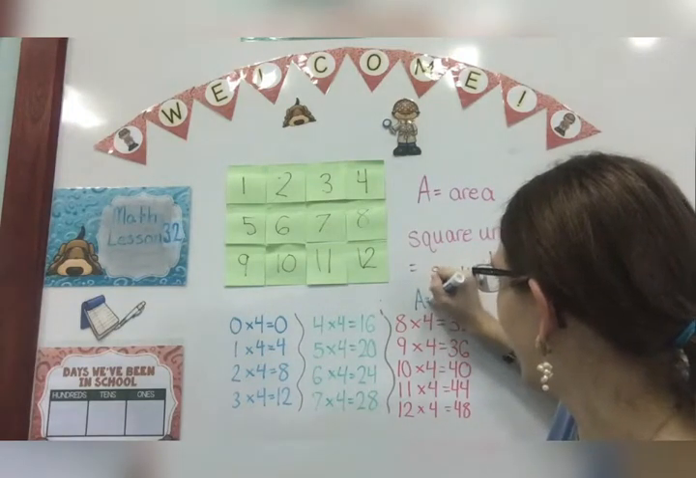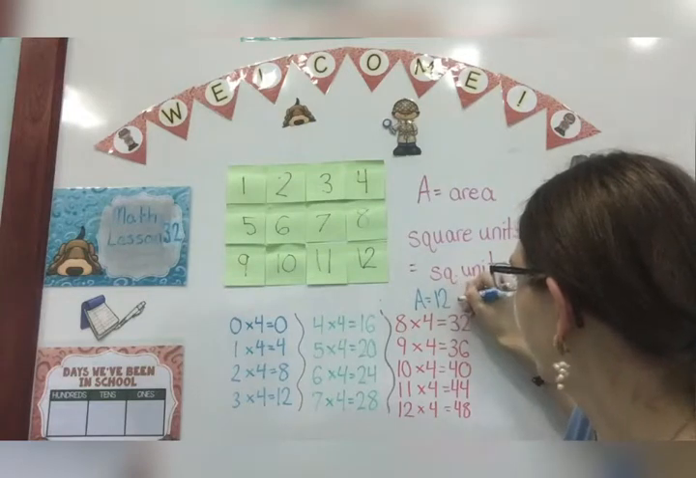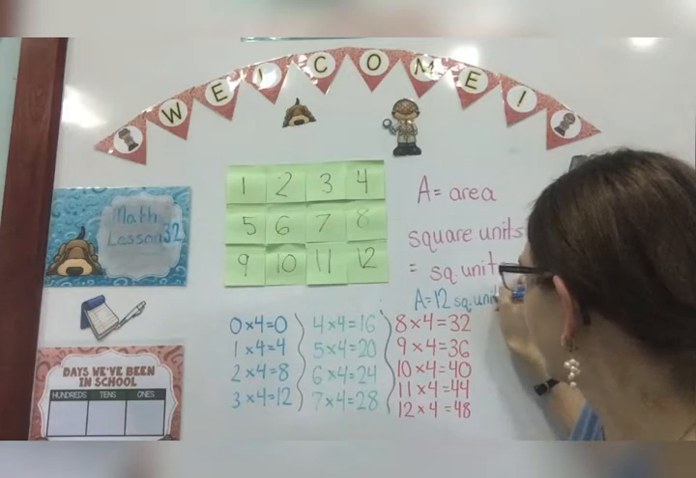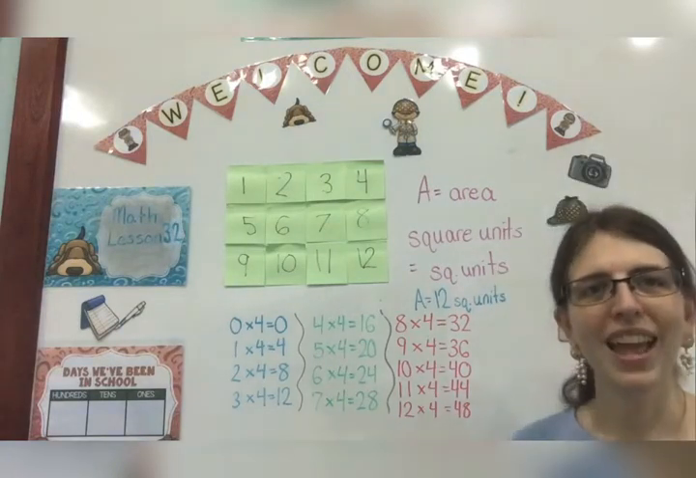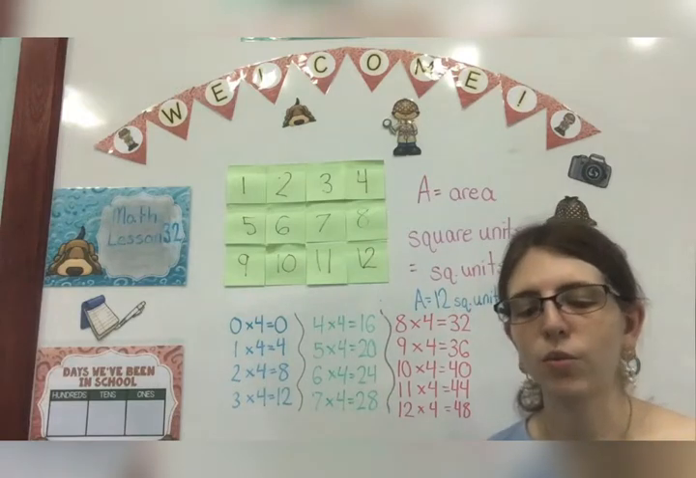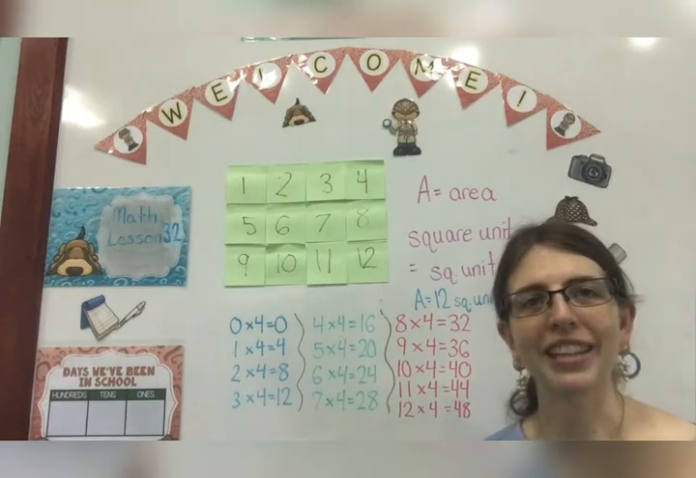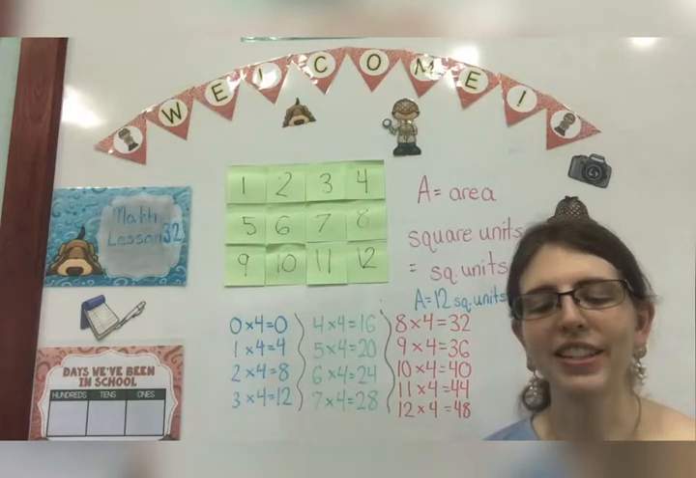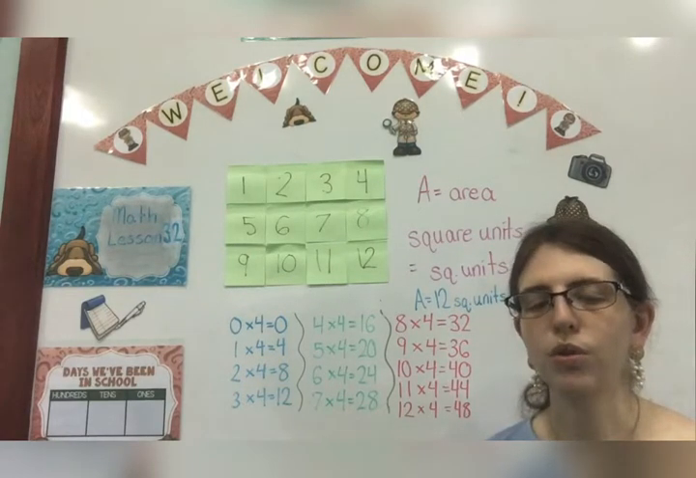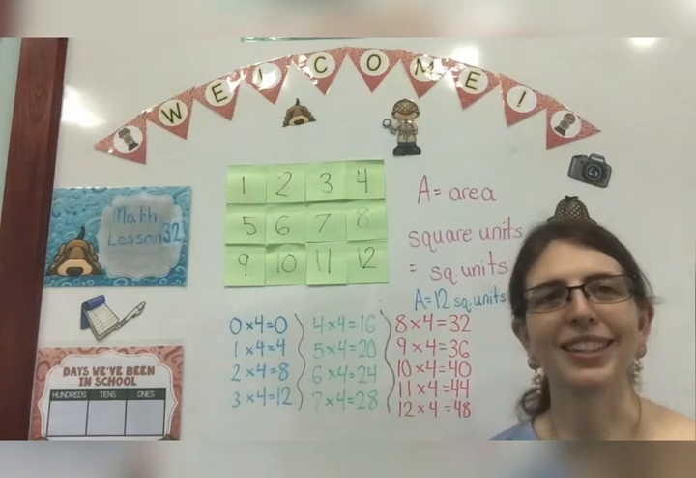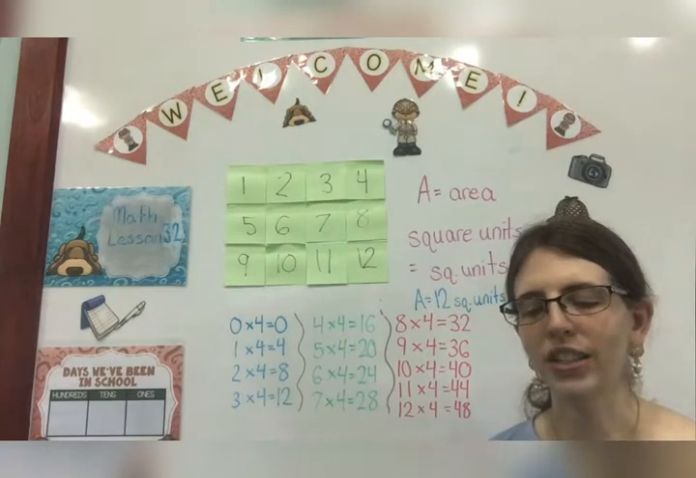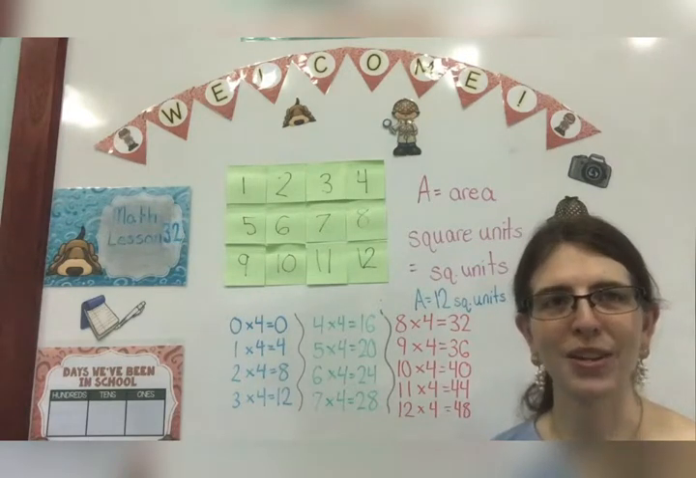A for area equals 12 square units. And that's the area. So look at your examples in the green box. The first one is a rectangle just like I have on the board. The second one is not, but its boxes are numbered. 1, 2, 3, 4, 5, 6, 7, 8, 9. So the area is 9 square units. Then the next box is also numbered, 7 square units.